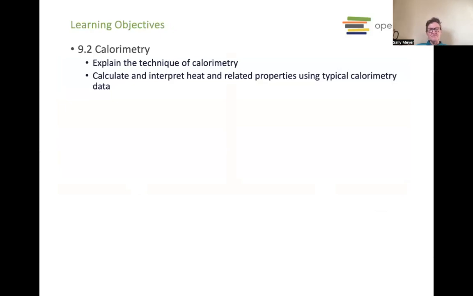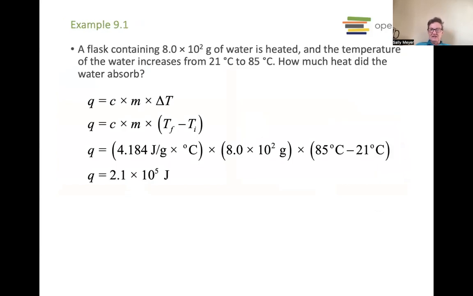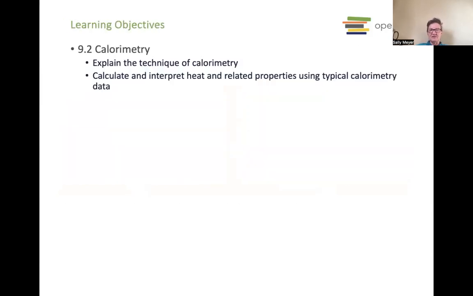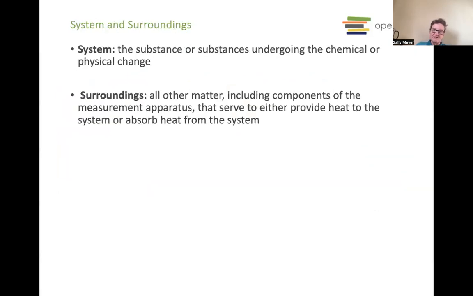So in order to measure Q, or to get this information we needed for this problem, we use something called calorimetry. So we're going to look at that technique, that method for measuring the heat transfer in a reaction. Calorimetry is used to measure the amount of heat transferred to or from a substance. The heat is exchanged with a calibrated object, a calorimeter, and the change in temperature of the measuring part of the calorimeter is converted into the amount of heat.